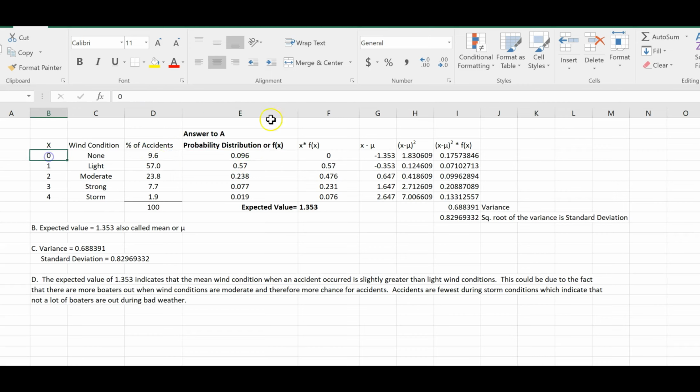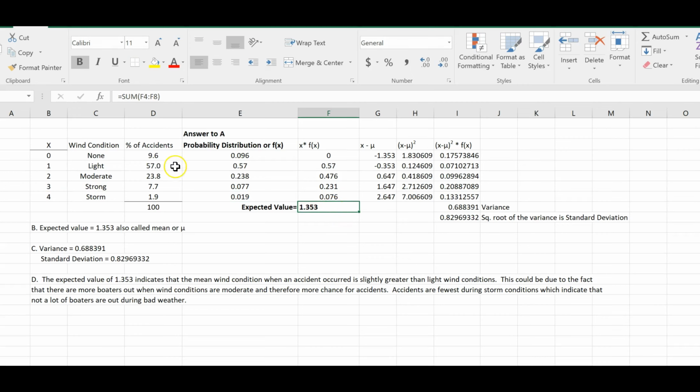We multiply that by 0, and so we get to 0. We take the 0.57 times 1. We take the 0.238 times 2, the 0.077 times 3. Again, you can see all these, and then we get all the way down here to 0.019 times 4, and we have our total here. So the expected value is 1.35.